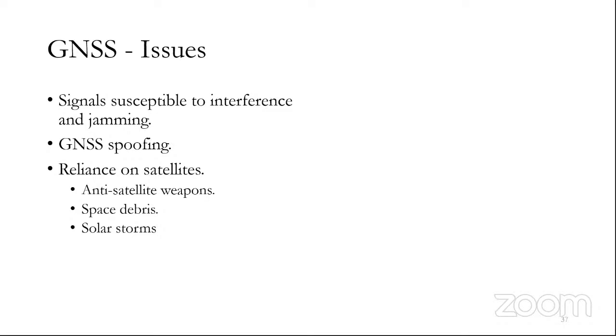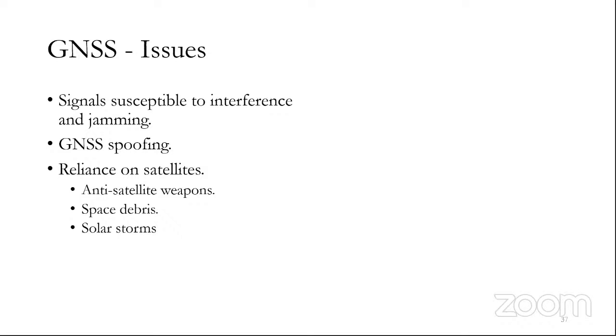Another is that a GNSS system has satellites in the name, so we rely on satellites, and relying purely on satellites is not a really great idea because there are a lot of issues. You can have the issue of anti-satellite weapons. If a nation chooses, they can shoot down the GNSS satellites of another nation, as was demonstrated by the recent Russian test. Another issue is space debris.